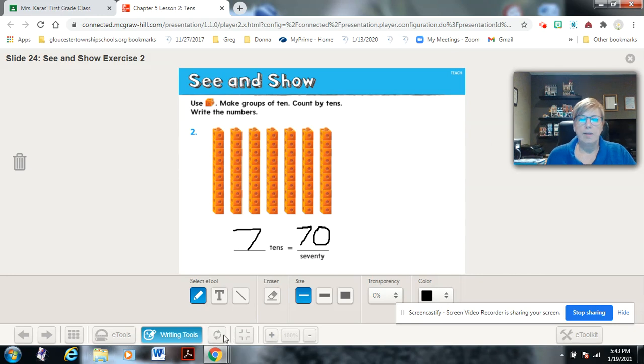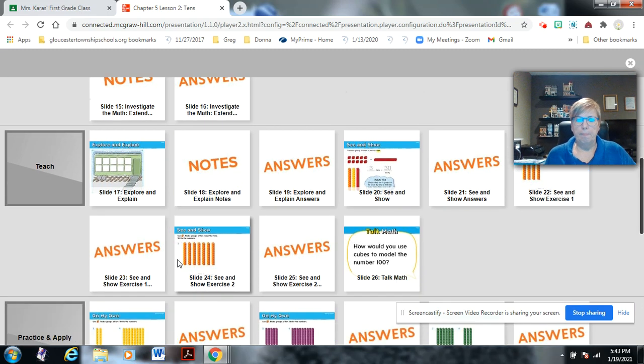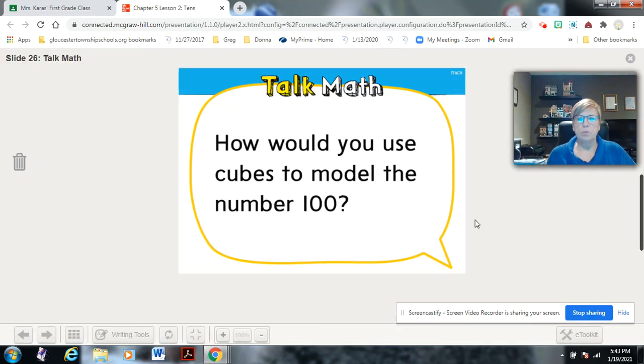Okay. Let's look what we have next. The next one. How would you use cubes to model the number 100? Well, how many groups? Let's see. Well, there's 10 in one group, right? So the question is, if I use these, how many groups would I need?